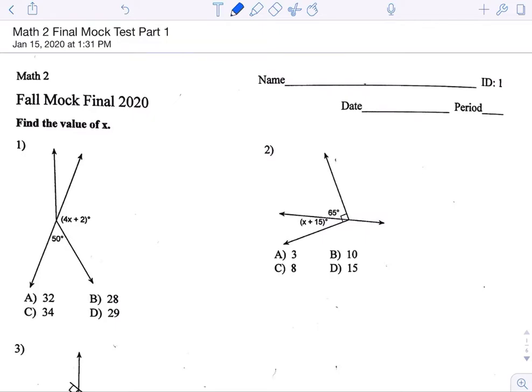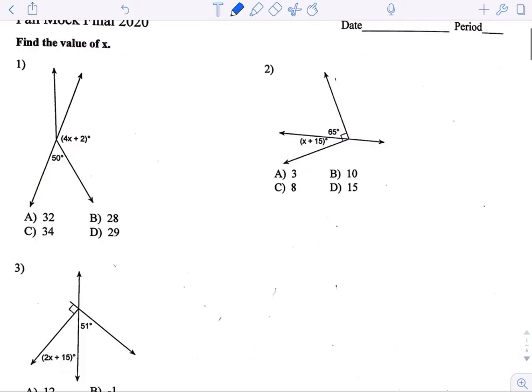Okay, here's the Math 2 Fall Mock Final for 2020. For number 1, you have supplementary angles, which means both angles add up to 180 degrees. So we have 4x plus 2 plus 50 degrees is equal to 180. And then from here, you just solve.